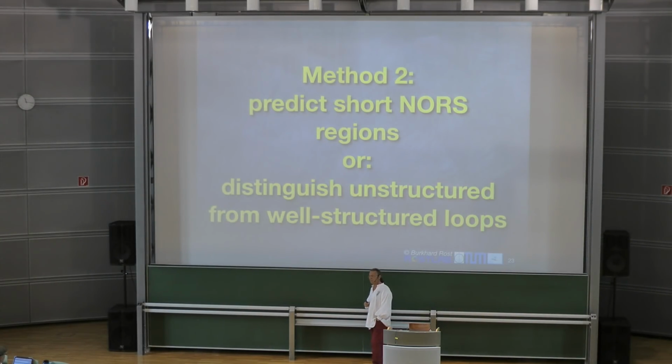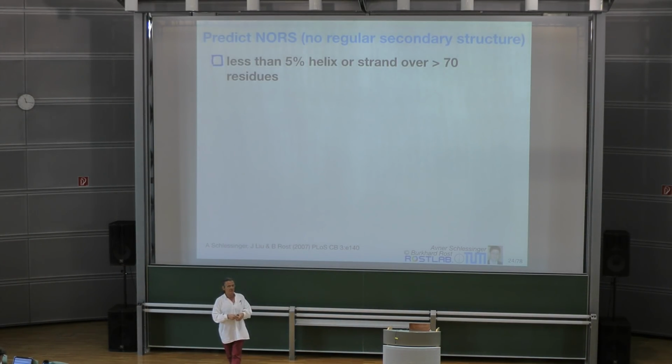So we turned back to the other method we had, the method that in fact predicts non-regular secondary structure over 70 residues. The problem with that method is it works, but we want to find disorder that is only 30 residues long. And by definition here, with 70, I can never find anything that is 30 residues long. At least not anything that is disordered, because it has to be more than 70.